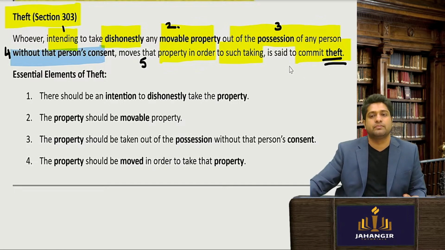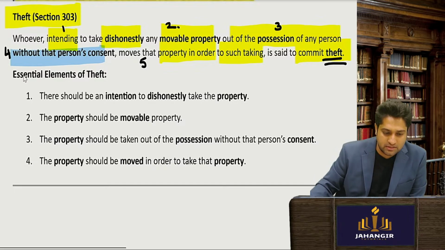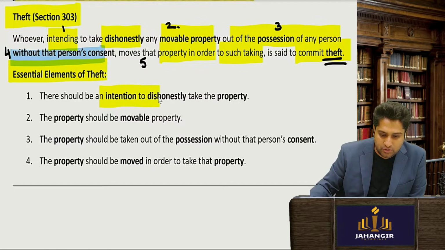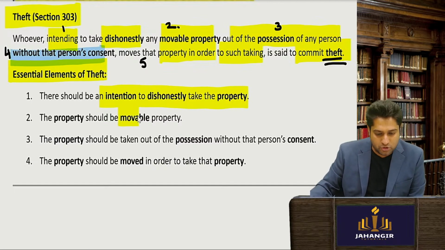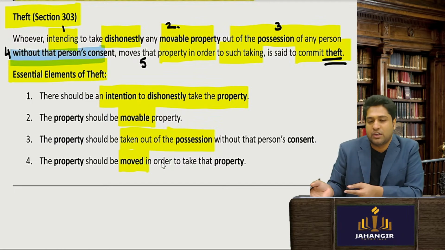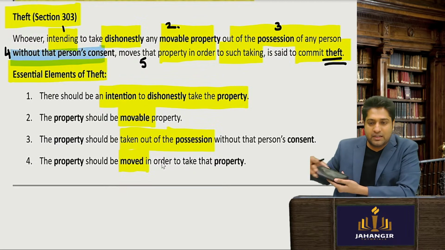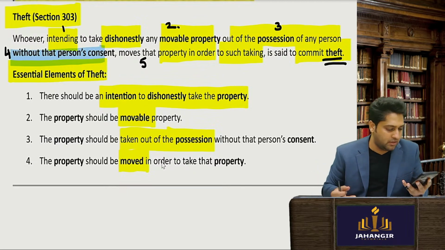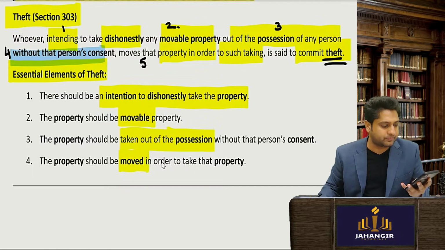So let's see what the elements are. First, intention to dishonestly take the property. It should be movable property. It should be taken out of a person's possession, and it should be moved. Obviously, if someone is coming, they will take the mobile and run, right? So they will move the property also. Let's see.